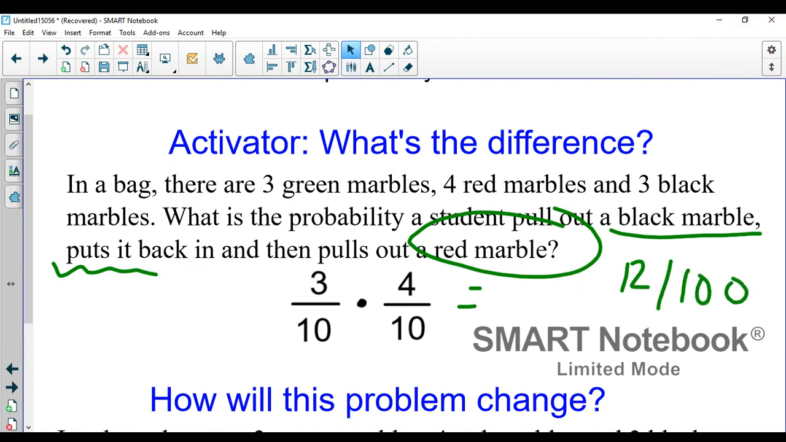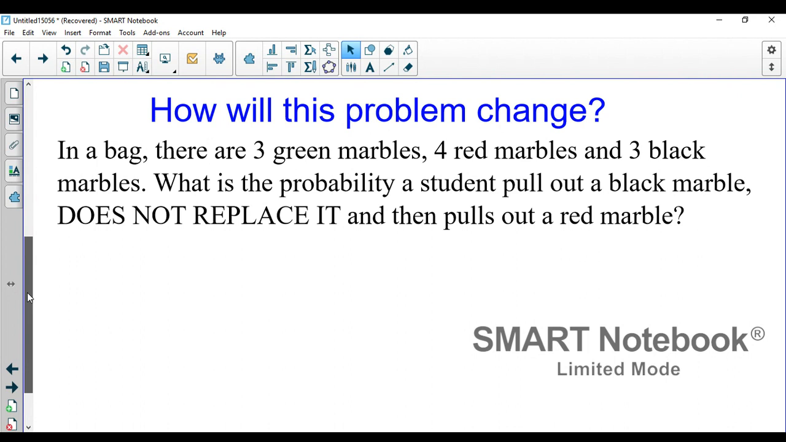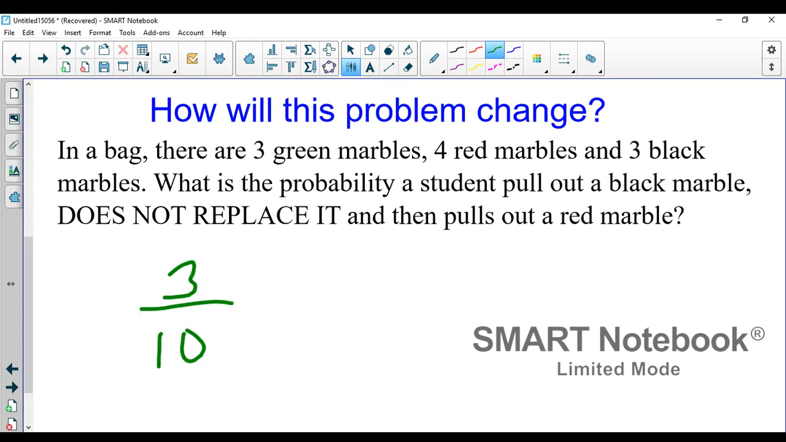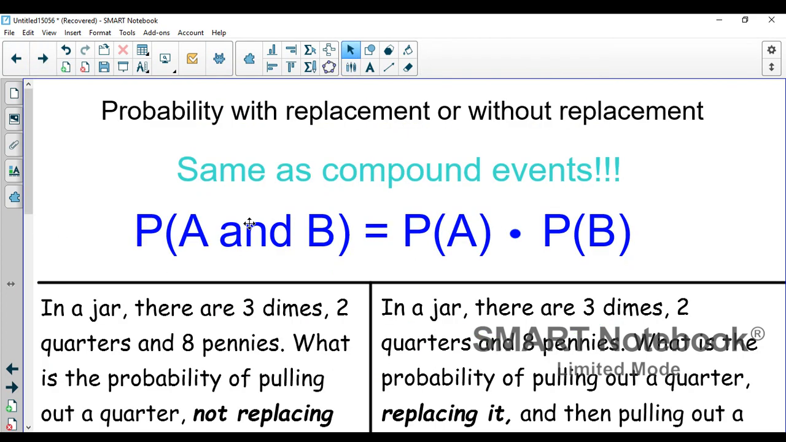The example right below this, though, is slightly different. So your job is to pause the tape and see if you can figure out how to find the probability of this. Pause the tape now. Okay, here's the difference. It says, what's the probability a student pulls out a black marble? Okay, that's still 3 out of 10. But here's the key. Does not replace it, which means if they take a black marble out of that bag, now there's no longer 10 total marbles in there. There's only 9 because the one that they got is gone, and pulls out a red, which would give you 12 out of 90, which is different than the first event. And this is what we're going to be working through today.